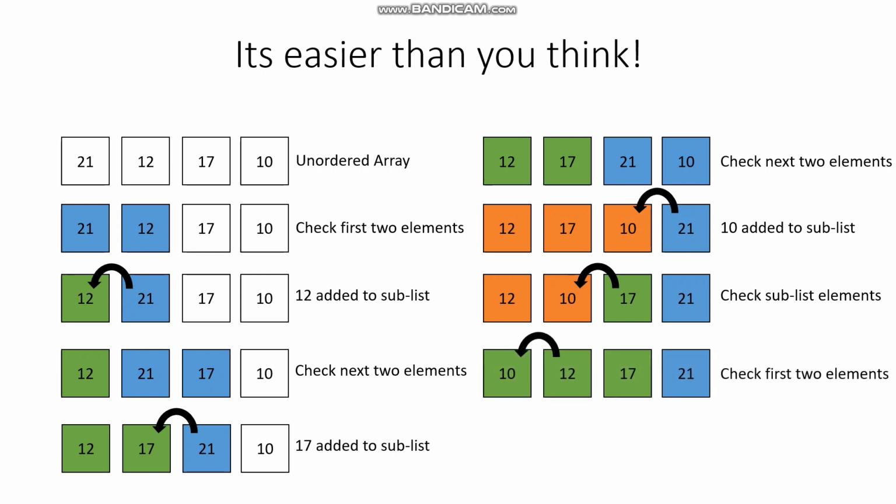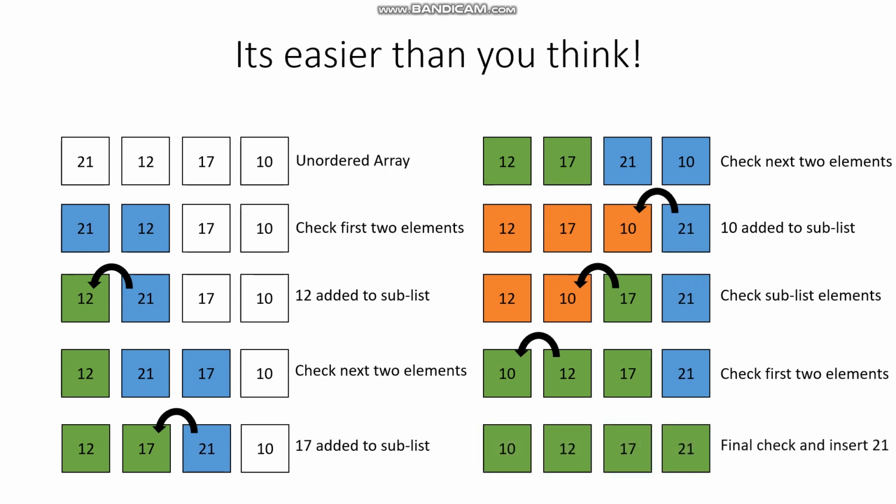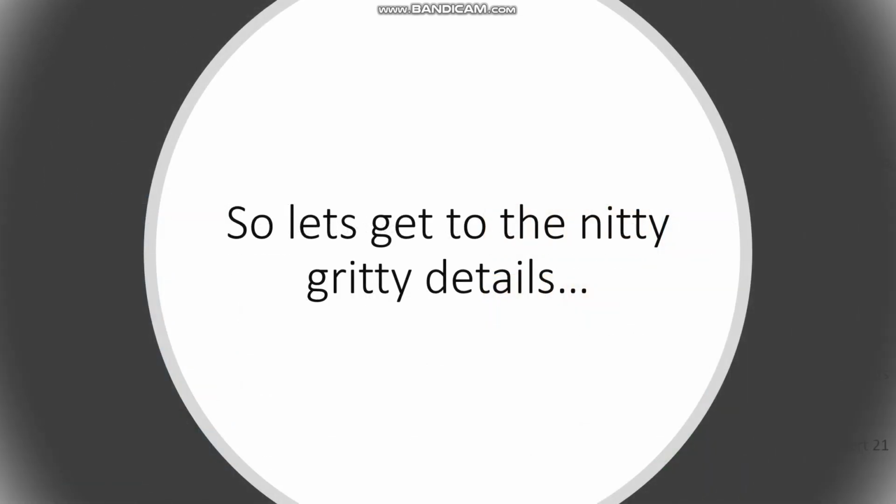So now that 10 is less than 12, 12 is less than 17, our subarray is now in order, and we can continue by checking the final element, which is 21. Boom. We add that to our ordered array. 10 is less than 12, 12 is less than 17, 17 is less than 21, sequential order using insertion sort. So let's get to those nitty-gritty details, starting with time complexity.